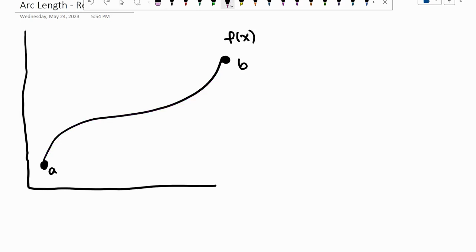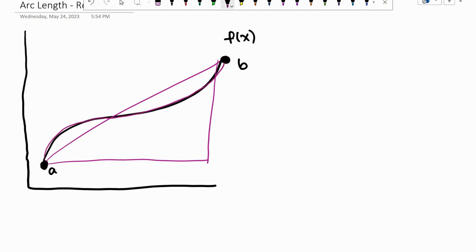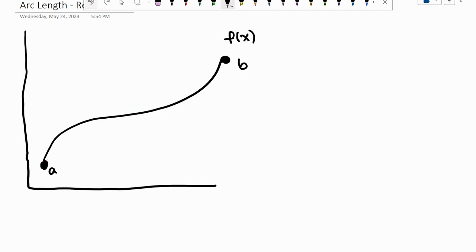Well, we could use an approximation, because obviously we can't exactly figure out what that length is. So why don't we use the Pythagorean theorem? However, the hypotenuse of this triangle is a terrible estimation of the length of this curve, clearly. So what can we do to make it better?